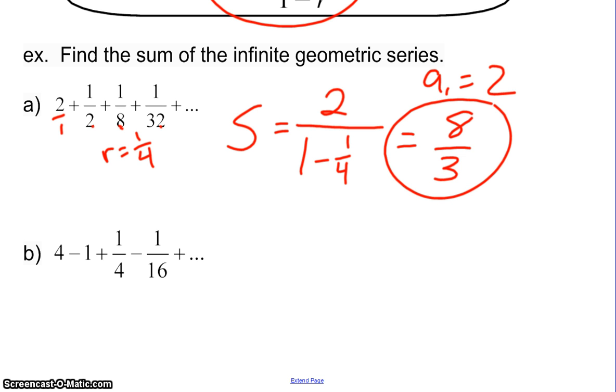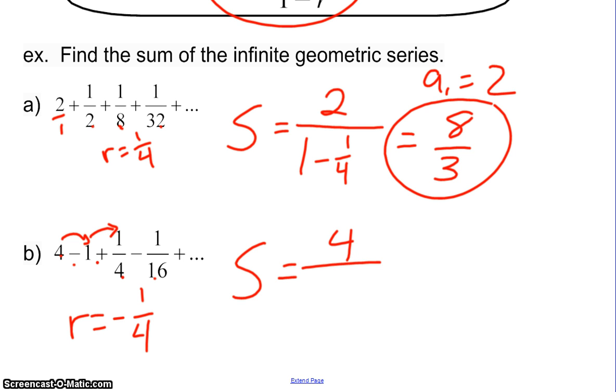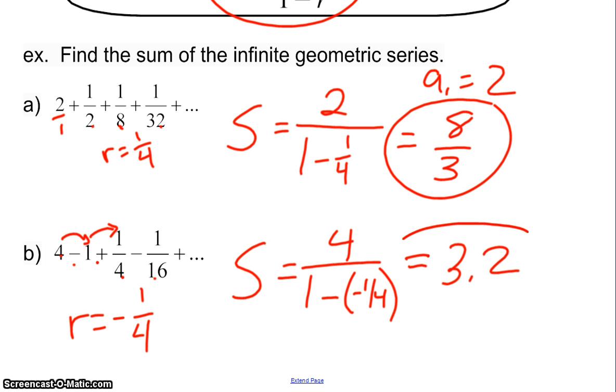And then the next one, 4 to negative 1, 1 to 1/4. You see the signs are changing, so our ratio is going to have to be negative. And again, we can see that we go from 4 to 16, it's 4 on the bottom, and a fourth of 4 is 1, so our ratio is negative 1/4. Plug it in. Our first term is 4 over 1 minus negative 1/4. We find out that our sum is approaching, converging to 3.2.